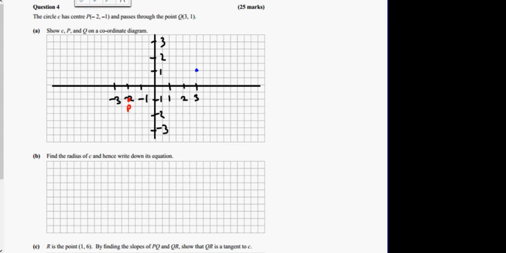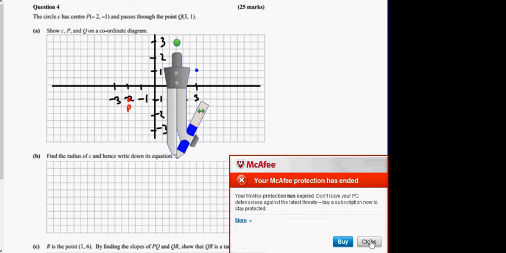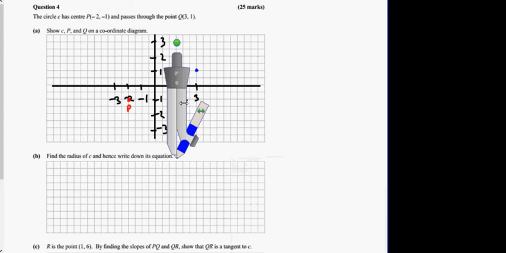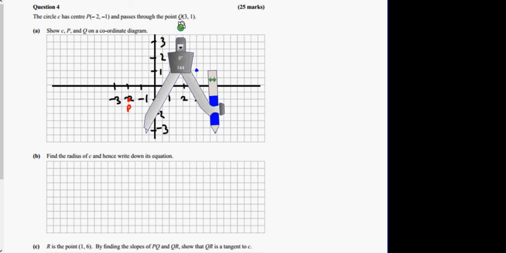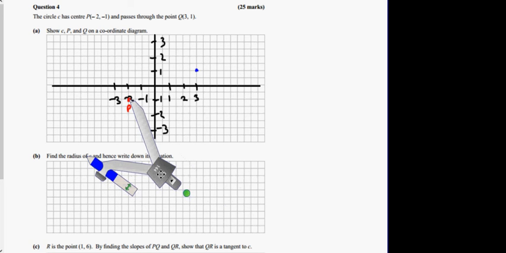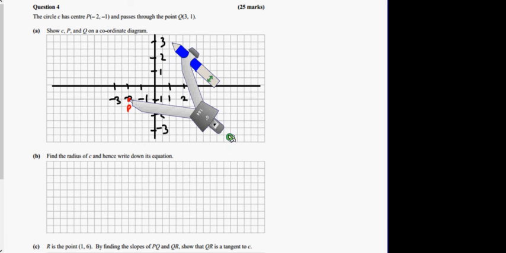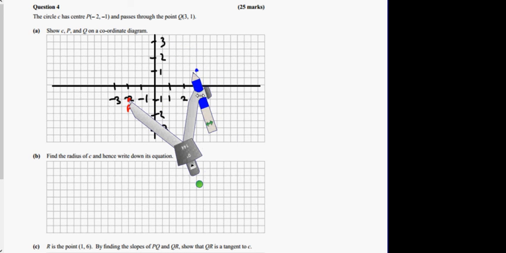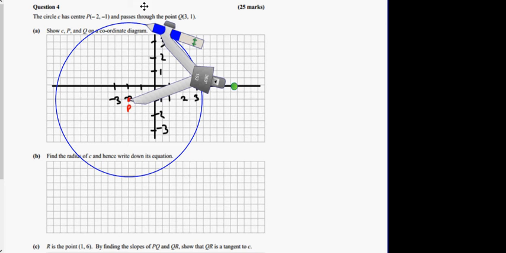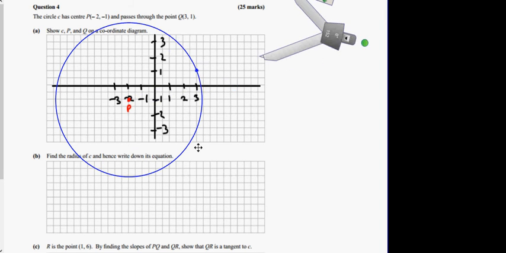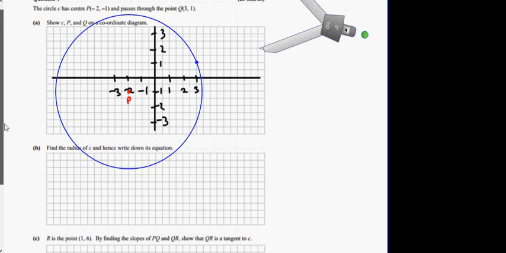Okay, so what you do next, come along with your compass. So you're going to come along here and just do this basically. Yeah, there we go. There you go, that's your circle, okay? Now, next thing I'll ask you is write down the radius of C and hence write down its equation.